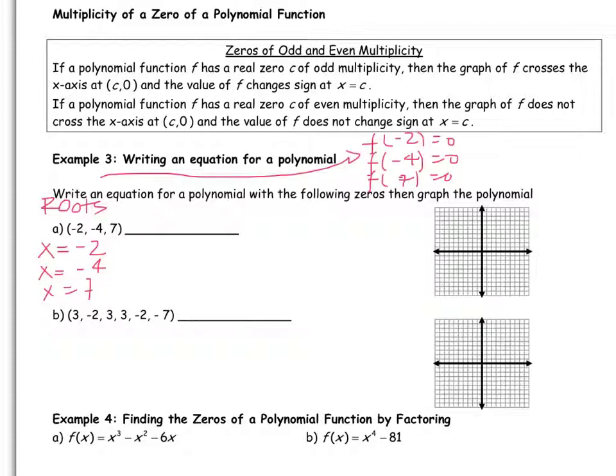And so let's write it. This is in root form. Let's write it in factored form. Of course, in factored form, we go like this. I'm going to do this.